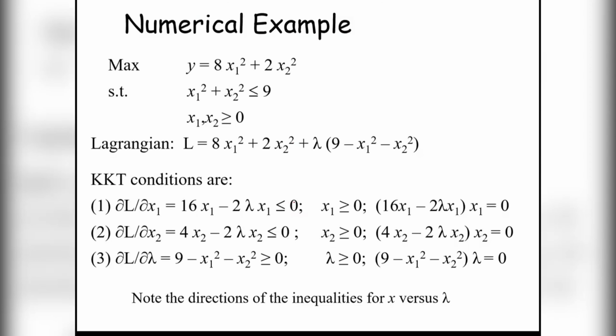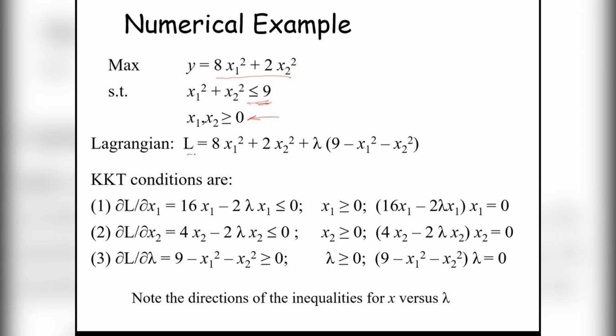So let's look at an example of how the KKT conditions apply. So let's say we're maximizing this function 8x1 squared plus 2x2 squared, and we've got a constraint that x1 squared plus x2 squared is less than or equal to 9, and that importantly x1 and x2 have to be greater than or equal to 0. So in other words, they have to be non-negative. It can't just be positive. Positive means that they're only greater than 0 and they cannot take on the value 0.